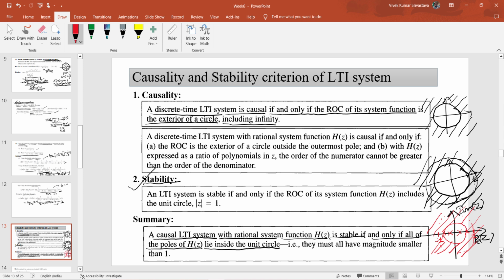Sir, one question. In causality, the first statement says a discrete LTI system is causal if the ROC of its system function is the exterior of a circle. Is it a unit circle or a circle? It is not a unit circle. It is a circle of the pole, the maximum value of the pole. Okay, yes.